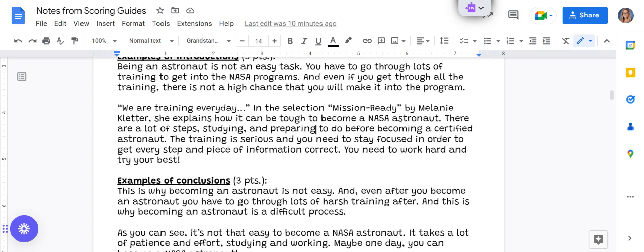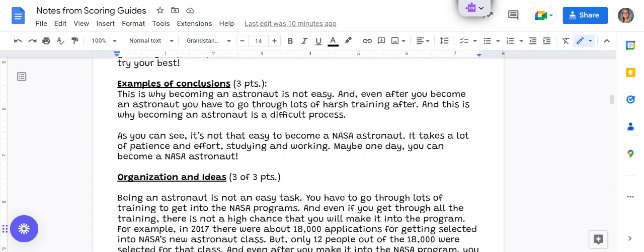Anyway, there are a lot of steps studying and preparing to do before becoming a certified astronaut. The training is serious and you need to stay focused. In order to get every step and piece of information correct, you need to work hard and try your best. So that's quite a long introduction, but it does kind of go into, it's almost like a summary of the things the astronauts need to do that makes it challenging.